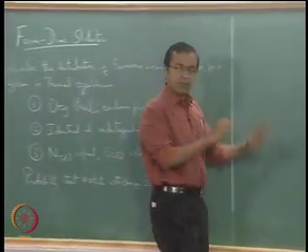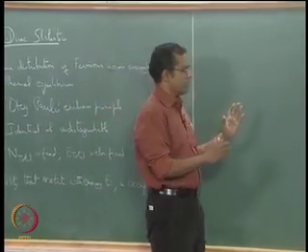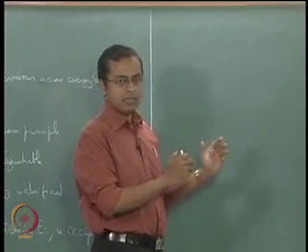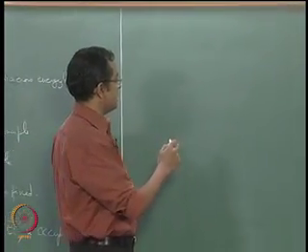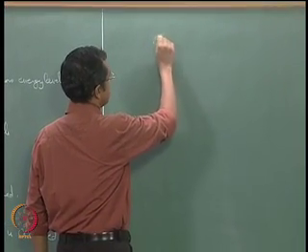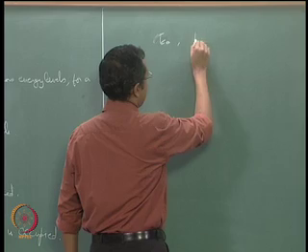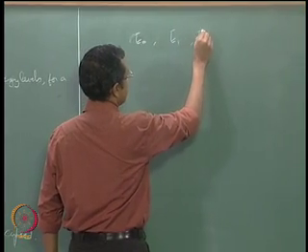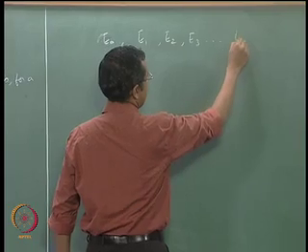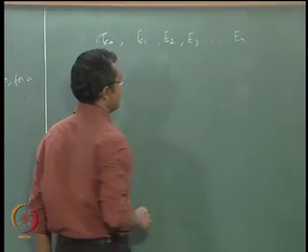So the system that we are dealing with has some parameters associated with it. We will just list those down. We will just say that it has energy levels E0, E1, E2, E3 and so on, up to ER.